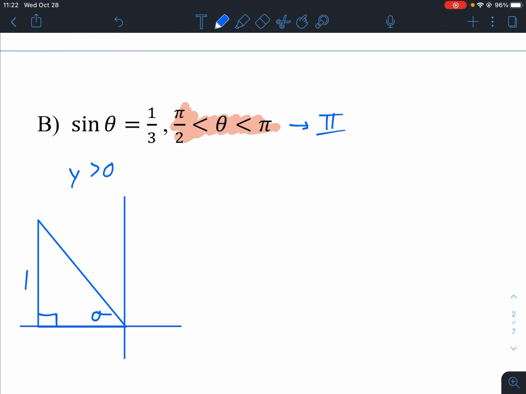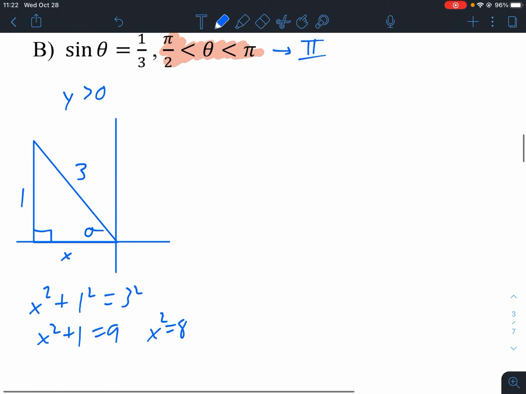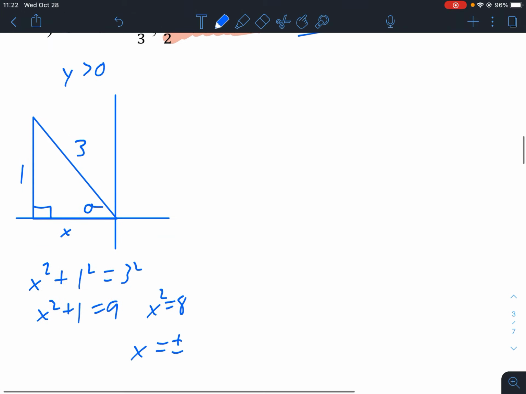Sine is opposite over hypotenuse. So for this one, the third side here, this is our x-coordinate. We don't know it. We can do Pythagorean theorem. And we get x squared plus 1 equals 9. So x squared equals 8. So then x must equal either plus or minus √8, which reduces to plus or minus 2√2. So how do you know if it's plus or minus? We are in the second quadrant. Is x positive or negative in the second quadrant? X is negative, so this is negative 2√2.